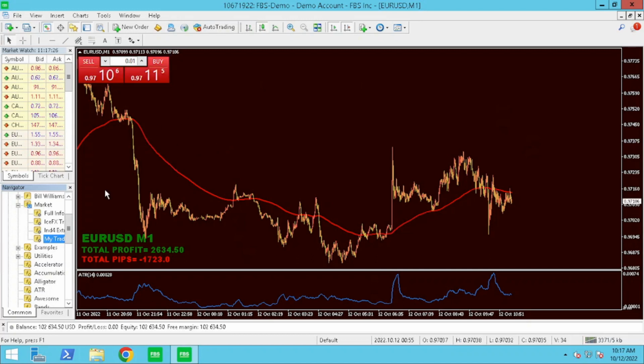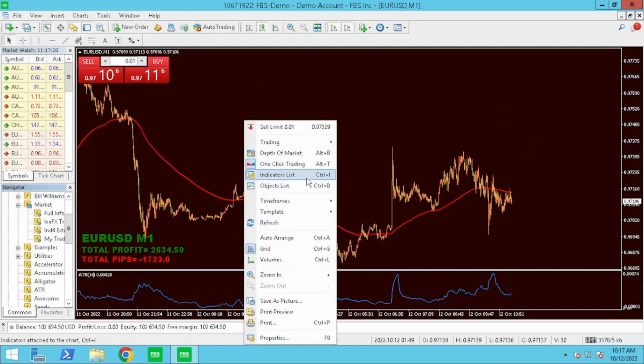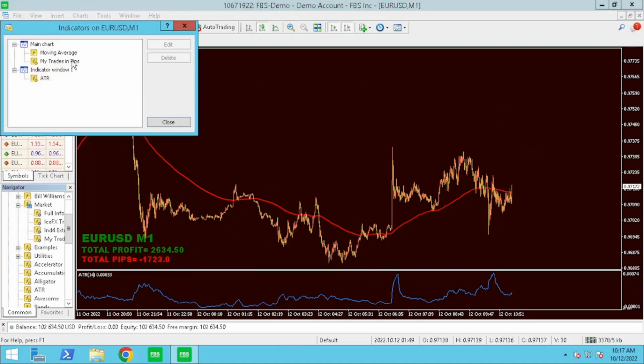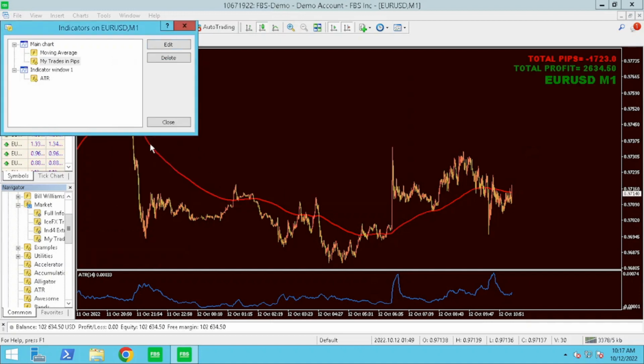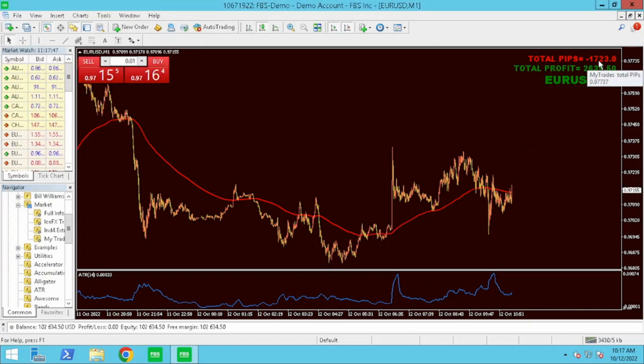Here we have the indicator displayed on the chart. The only change I am going to make is the display position on the chart. To do this, under Inputs, I'm going to change Show Total Results in Corner to Top Right. And you'll see that the indicator has moved the display position to the top right corner.